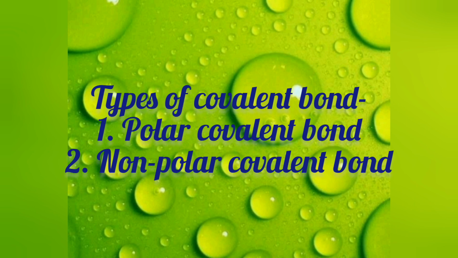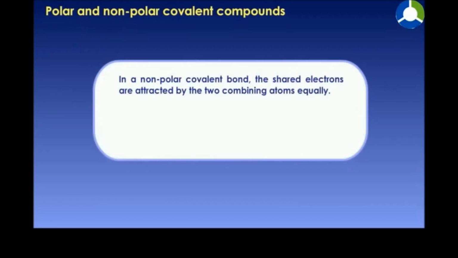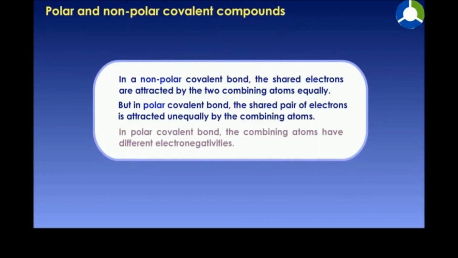Types of covalent bond: polar covalent bond and non-polar covalent bond. Polar and non-polar covalent compounds. In a non-polar covalent bond, the shared electrons are attracted by the 2 combining atoms equally. But in a polar covalent bond, the shared pair of electrons is attracted unequally by the combining atoms. In a polar covalent bond, the combining atoms have different electronegativities.